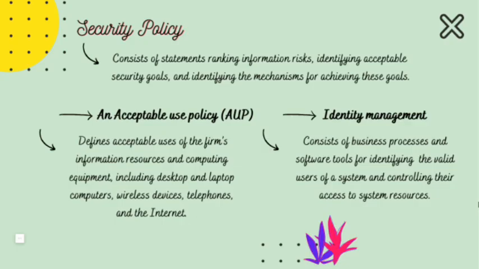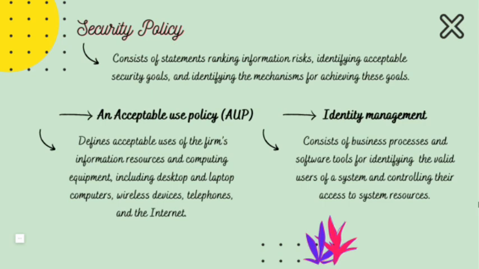Next topic is security policy. A security policy consists of statements ranking information risks, identifying acceptable security goals, and identifying the mechanisms for achieving these goals. What are the firm's most important information assets? Who generates and controls this information in the firm? What existing security policies are in place to protect the information? So, let's look into the security policy.